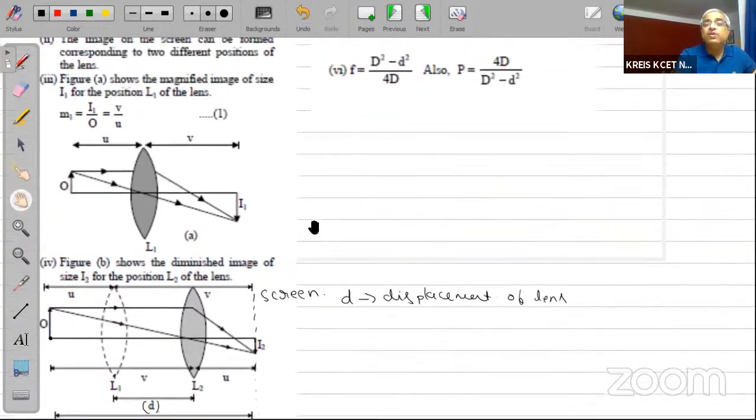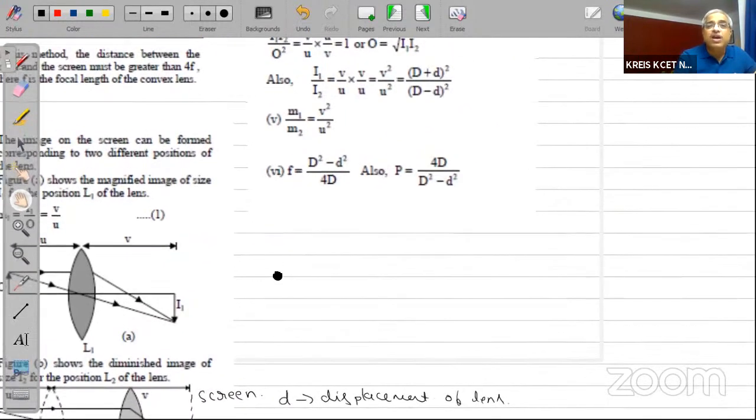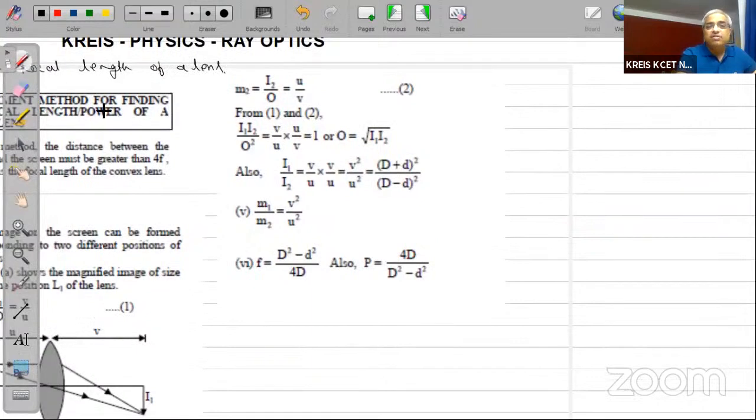Using this, it can be shown that the focal length of that lens, the same lens placed once at L1 and once at L2, will be equal to (D square minus d square) divided by 4D. Very important relation, students. Capital D is the separation between object and screen. Small d is the separation between two lens positions. Divided by 4D, this is called the focal length.